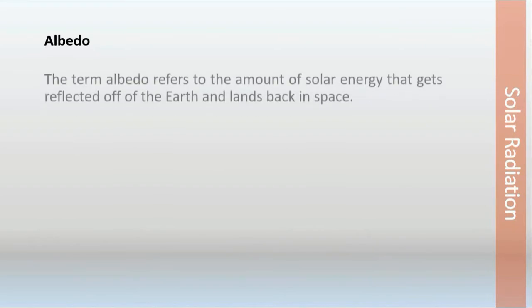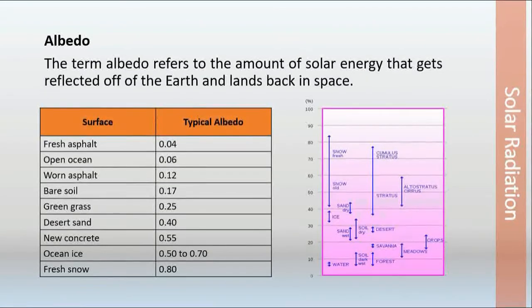We talked about the albedo, and from this table we see that each material has its albedo value. So we see for fresh snow we have the highest albedo value, and for fresh asphalt it is the lowest. We need to consider this in the design of a solar PV system.